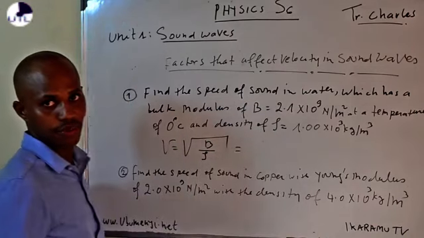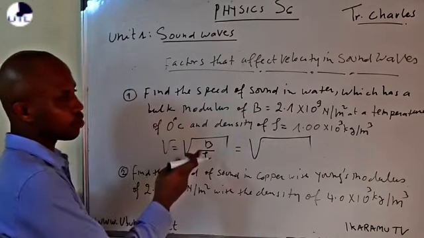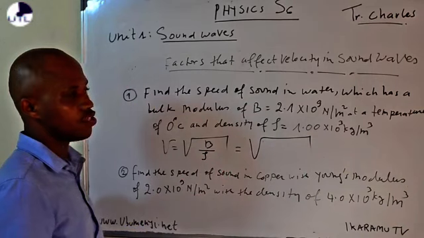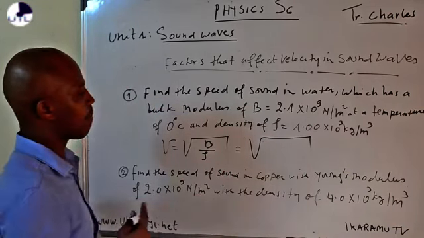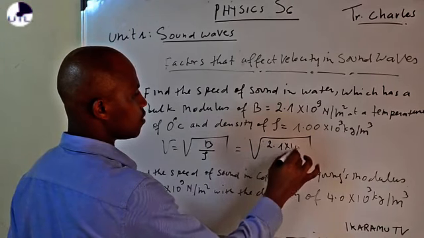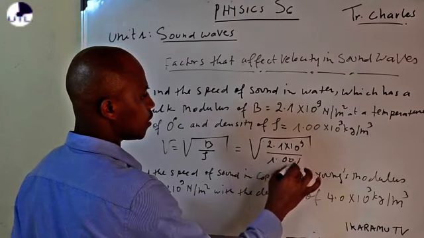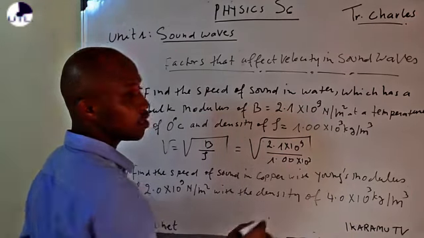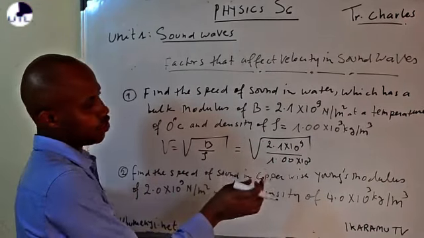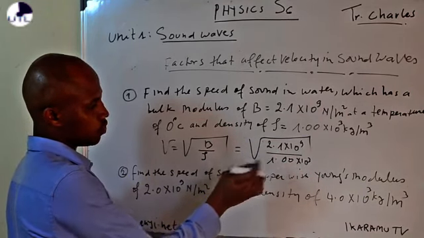This can be calculated by taking the square root of the bulk modulus. We have 2.1 times 10 to the power 9 Newton per meter squared. So that is 2.1 times 10 to the power 9 over 1.00 times 10 to the power 3. Remember, this square root is over this fraction. It is not only on 2.1, it is over this fraction.